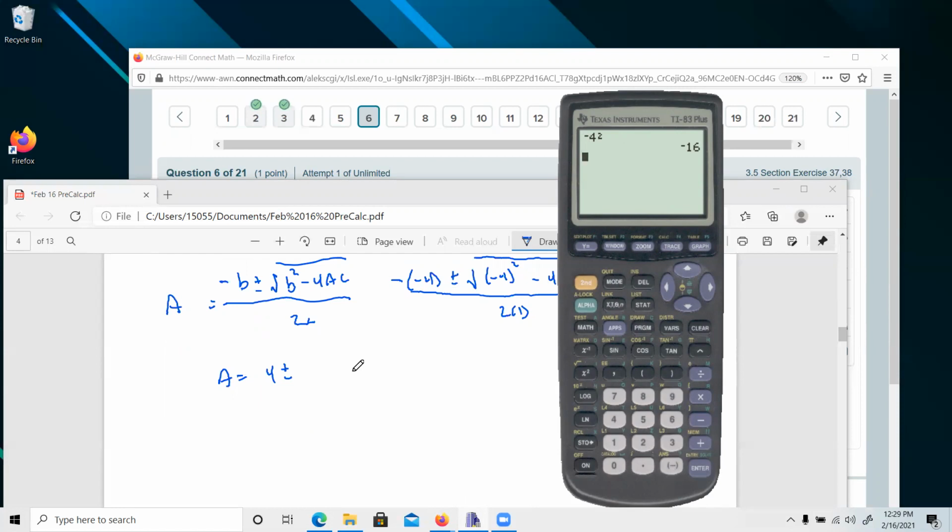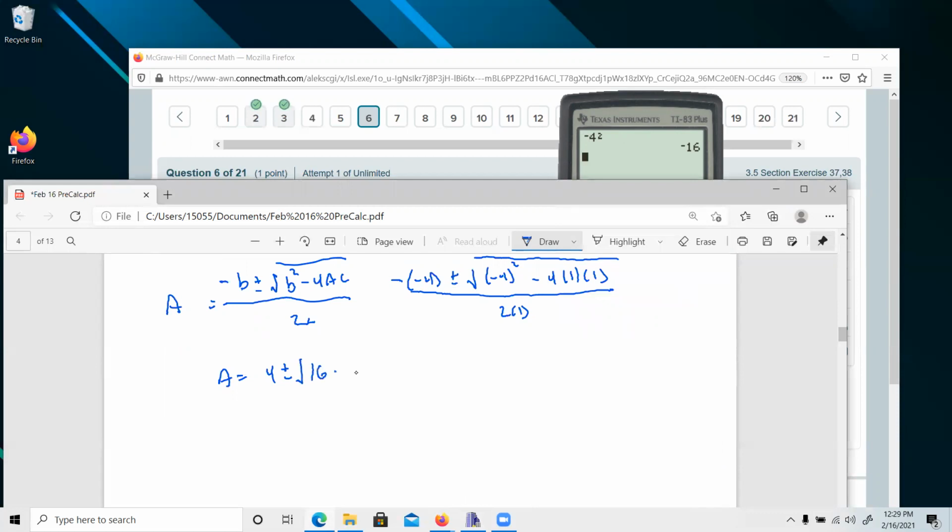I really want to impress upon you that you really are smarter than your calculator. And you're going to make that positive. 4 times 1 times 1, 4. Yeah, all divided by 2. So this is 4 plus or minus square root of 16 minus 4 is 12, all over 2.